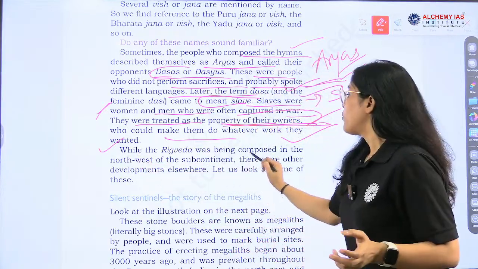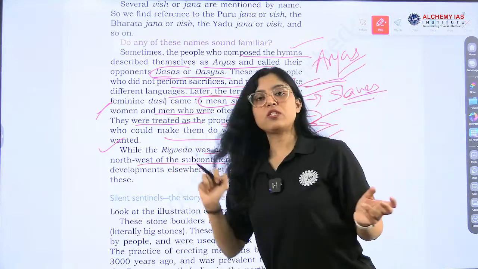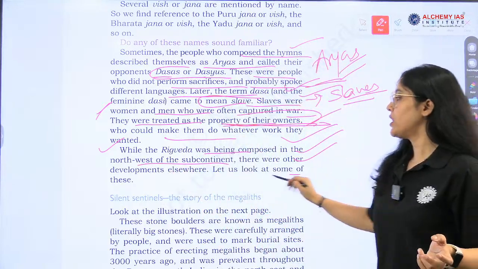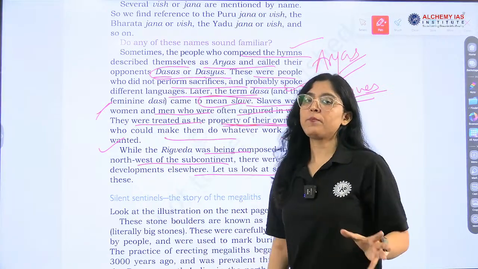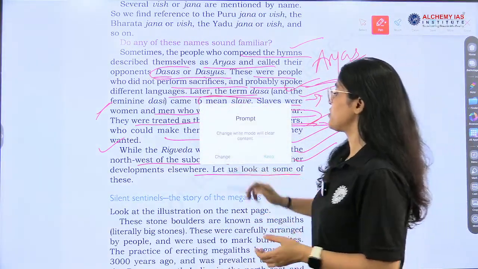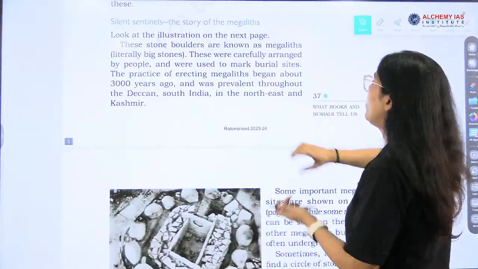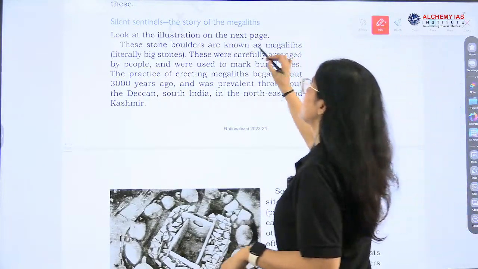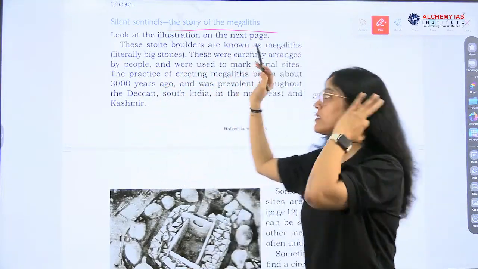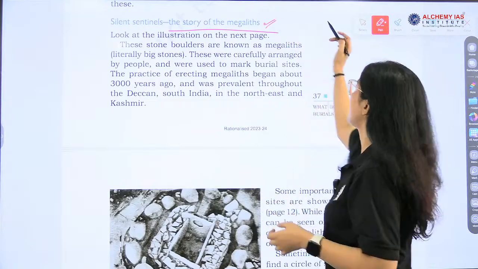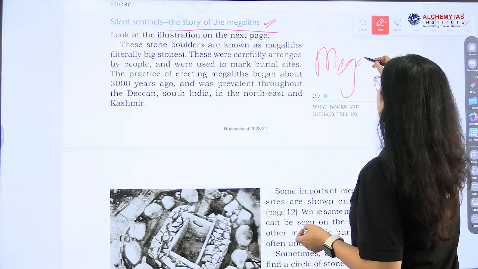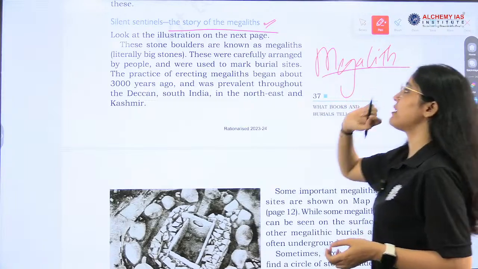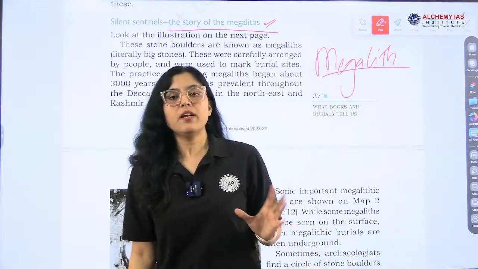While the Rig Veda was being composed in the northwest of the subcontinent, there were other developments elsewhere. Other civilizations were also there. Now, silent sentinels, the story of the megaliths. The megalithic culture was going on simultaneously.